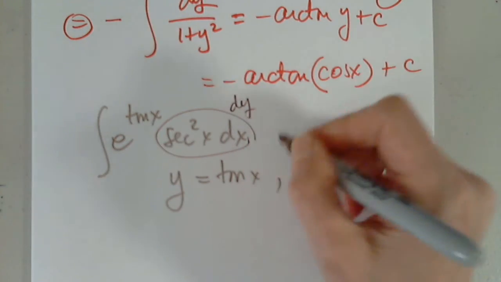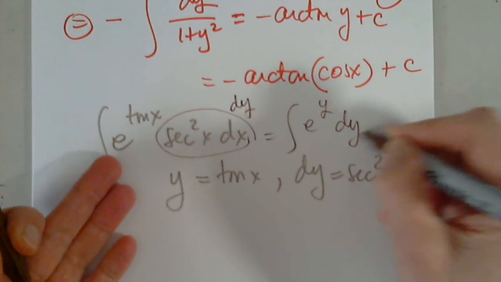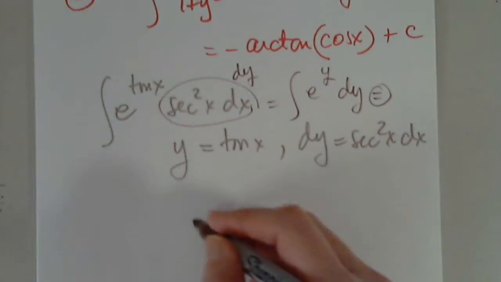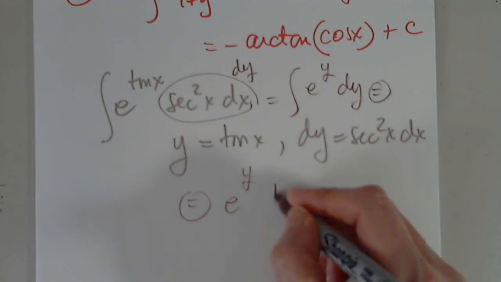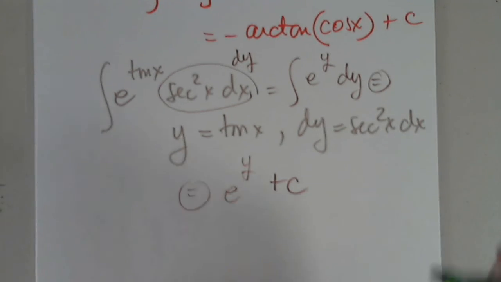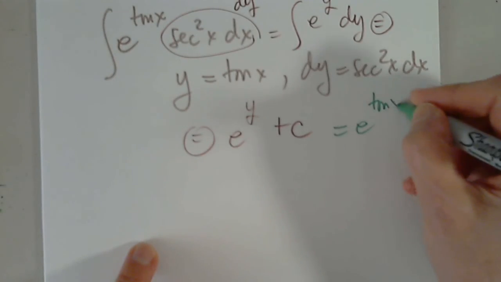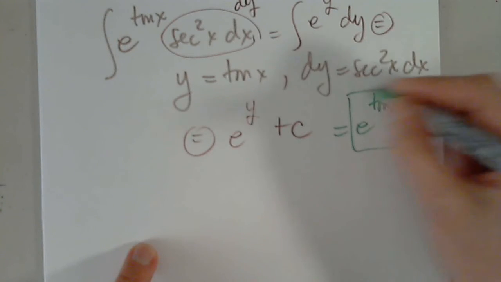So this is my dy. So then the integral becomes e to y dy, which cannot be simpler than this. E to y plus a constant c. So when I replace, I have to go back and replace y by tangent. So the answer is e to tangent x plus a constant c.